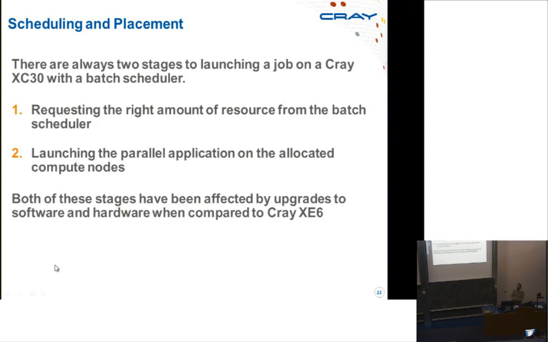So as always, we will be running a batch scheduler on Archer. So you will be asking for resources in advance. There are always two phases to this. You ask for the right amount of resource from the batch scheduler, which then assigns it to you. But once you've got that resource, it becomes your responsibility to launch your application in parallel on those nodes using the aprun format. Both of these stages have been affected by the upgrades to the software and hardware, and so will differ from the Cray XE6.